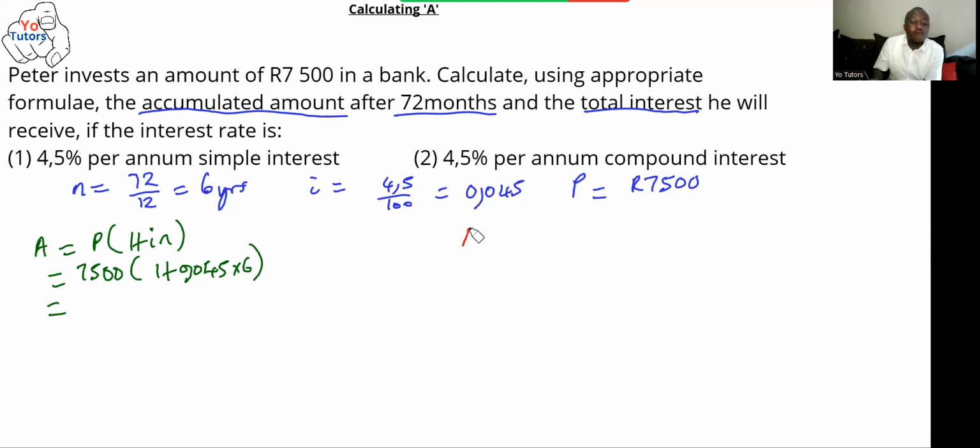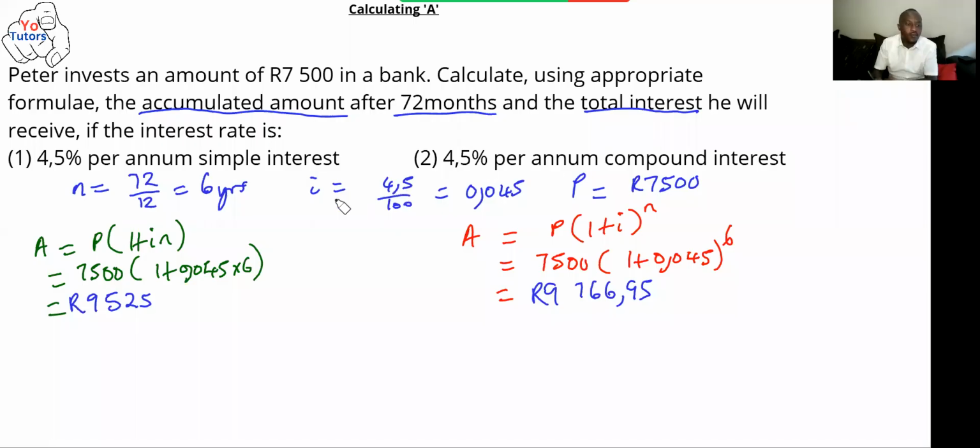Then let's see when it's compound. What we try to calculate there, try to punch it in and compare if we're getting the same thing. 7,500 times (1 + 0.045) in brackets to the power of 6. Okay, so this is what we're getting here. You get 9,525 for simple, and 9,766 when it's compound.